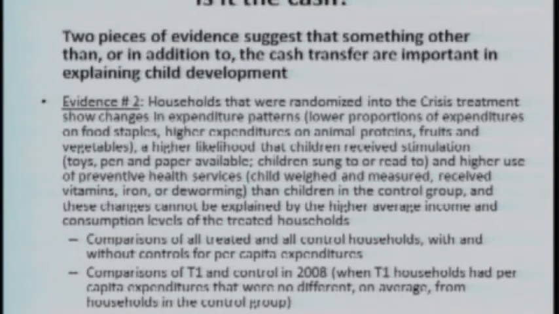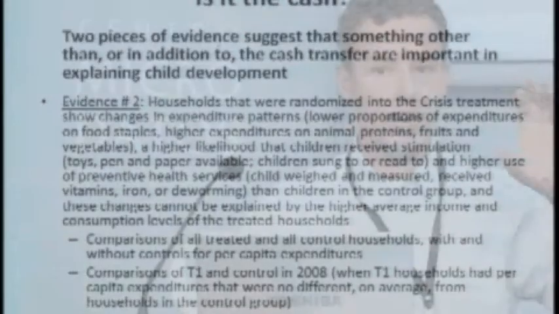And first, I'm going to just be showing you what happens if you compare all treated households with those control households, controlling in some way for the differences in income. But I'm also going to be showing you, I think more convincingly, that by 2008, when the program has ended, if you look just at those households that received the basic package, not the higher cash transfer, the basic cash transfer, in 2008, those households no longer have higher per capita expenditures than those in the control group.